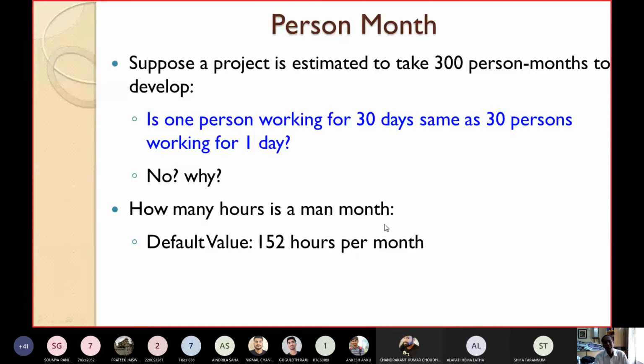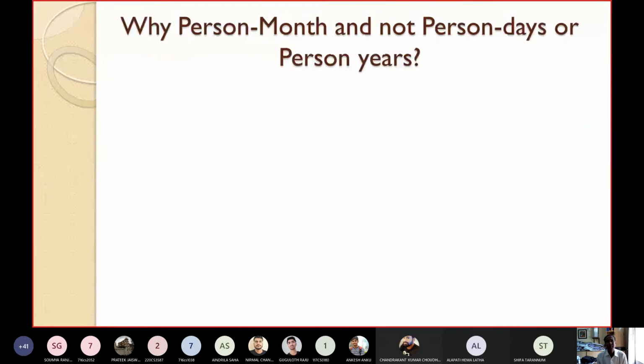The default value of man month is about 150 hours per month. Why did this 150 hours come? Because it is assumed that in a month people get 19 working days and per day 8 hours. So 19 days into 8 comes to 152. So a man month is equal to about 150 hours per month. This is the definition of person month. We will express the effort in terms of person month.